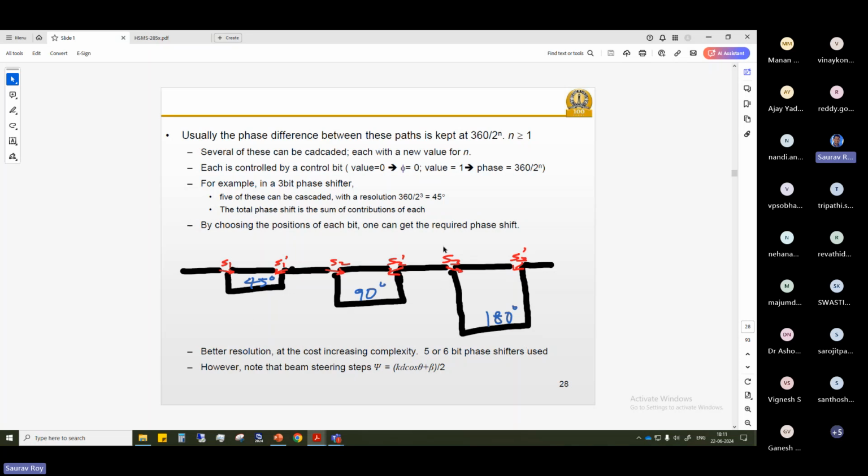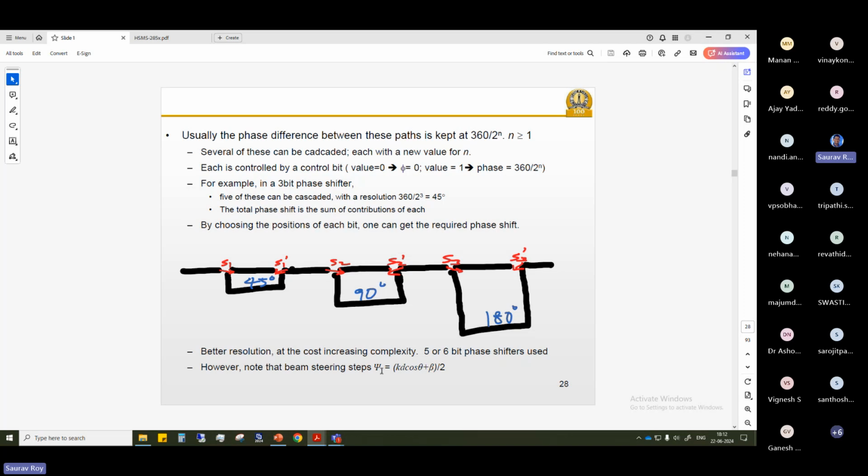So in total, you will have defined combinations out of this. Out of this you can have either 45 degrees, or 45 plus 90 degrees, or all together. So by having more circuits in cascade like this, you can go up to as much as you want. You have to just add circuits in series. That way you can generate 5 or 6 bit phase shifters.